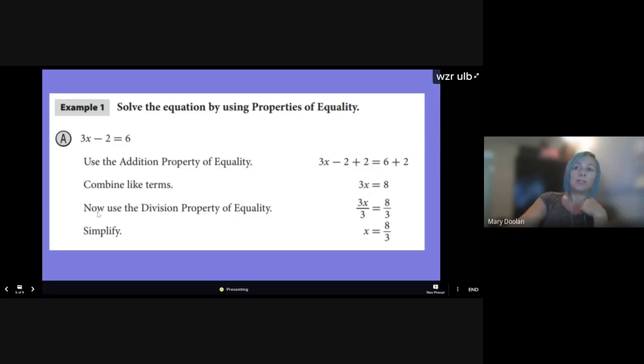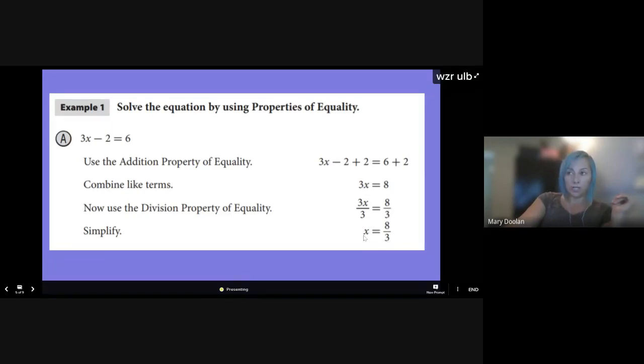And now we're going to use the division property of equality. I want to divide both sides. And the reason I'm dividing by 3 in this example is because I want the coefficient of the x term to become 1. So you have to think, what do you divide 3 by so that you get 1? Well, you divide a number by itself. 3 divided by 3 is 1, 1x. 8 divided by 3 is 8/3.